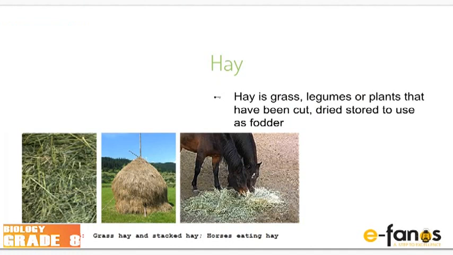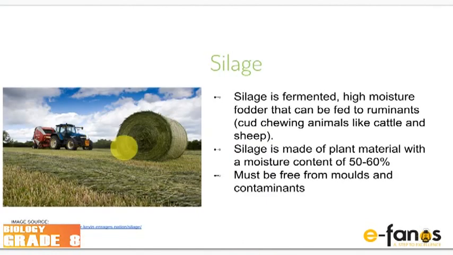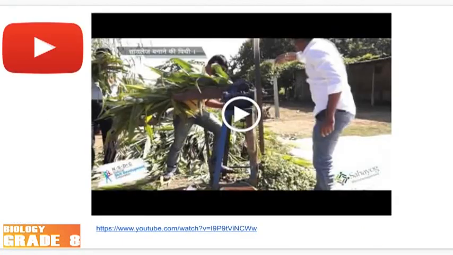Hay is grass, legumes or plants that have been cut, dried, and stored to use as fodder. Silage is fermented, high moisture fodder that can be fed to ruminants. These are those cud chewing animals like cattle and sheep. It's made up of plant material with a moisture content of around 50 to 60%. It must be free from molds and contaminants, otherwise things start to go wrong. Here's another video for you guys to check out.